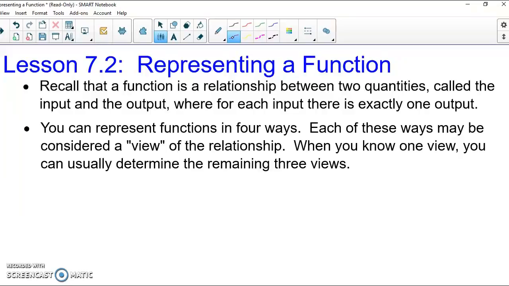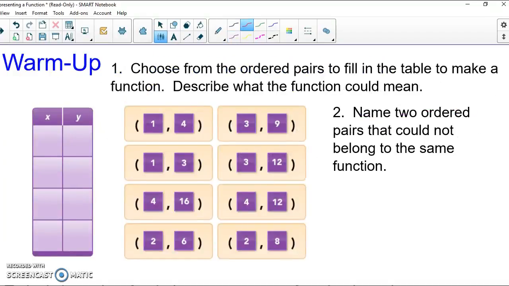So remember that a function is a relationship between two quantities. And the most important thing to remember is that we can only have, for each input, exactly one output. So we are looking at inputs, which are x values, and outputs, which are our y values. And for each x, there can be only one matching y value. So to help us review that, let's look at the warm-up problem.